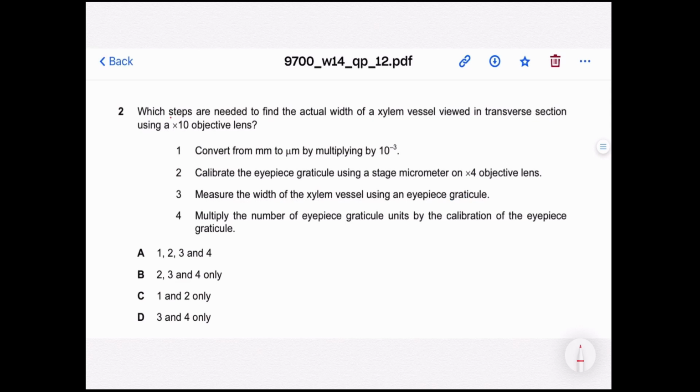The steps that are needed to find out the actual width of xylem vessels. So when you know you are supposed to find out the actual size, the unit is definitely in micrometers, and it is using a calibrated eyepiece reticle. So which of the following steps is correct?